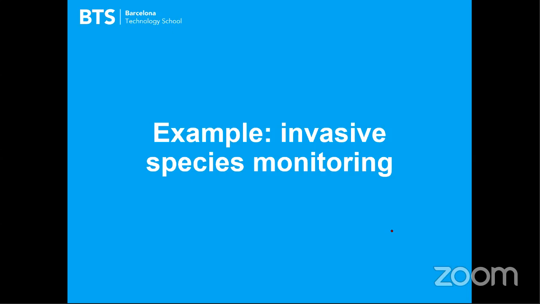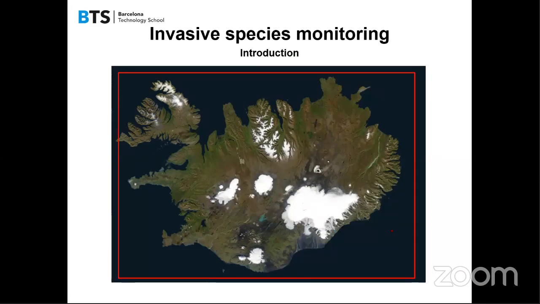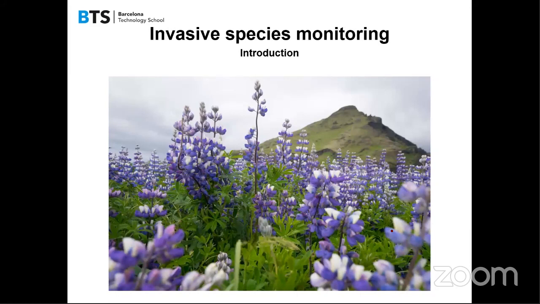Let's look at another type of research project that I work with, which was invasive species monitoring. Again, this type of monitoring was set for the whole country, not just a part of the country. We were looking at this beautiful plant, called Alaskan lupine or Nootka lupine, a type of plant that was introduced in Iceland in order to avoid this.